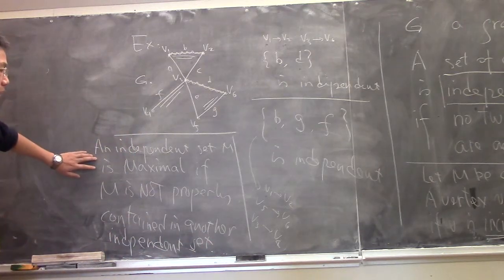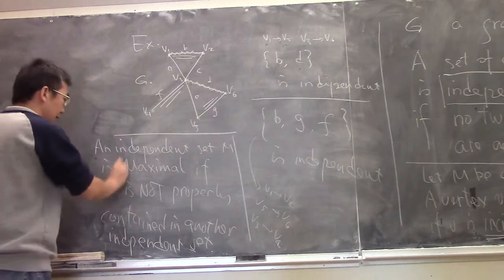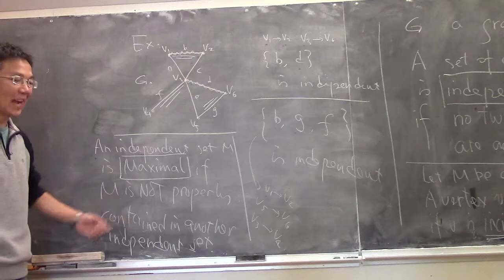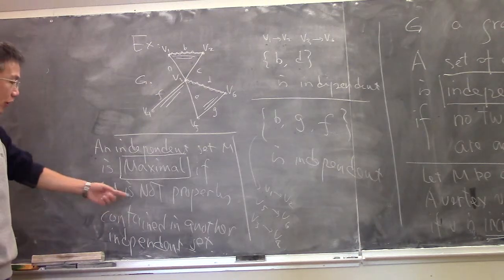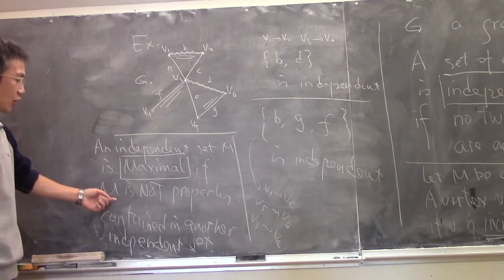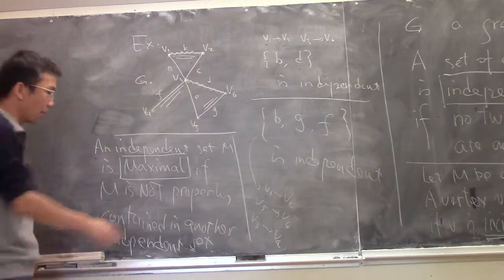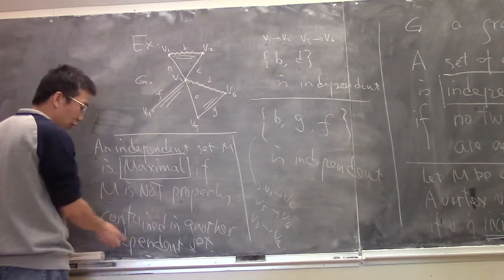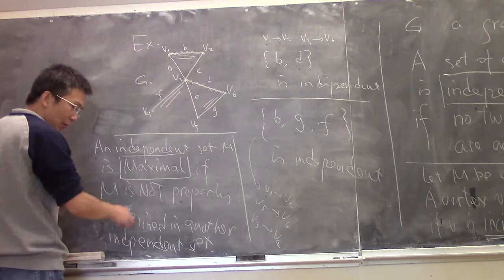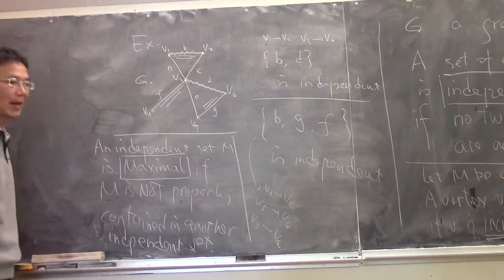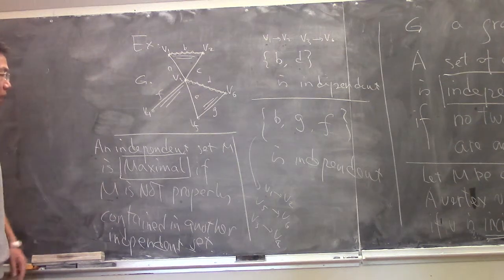So an independent set M is called a maximum. Which means you cannot enlarge M, right? There's no way to put M as a proper subset of another independent set which is strictly larger than M, right? It's not possible to put M into another independent set which is strictly larger. So that's what we call the maximum.